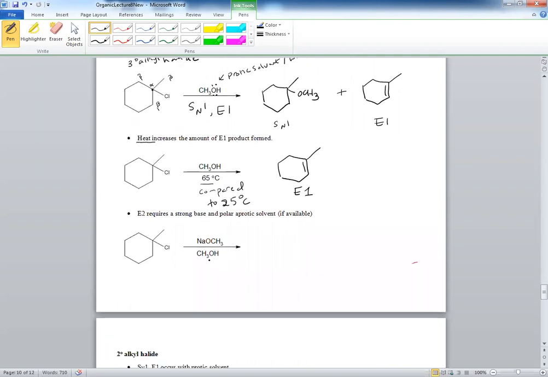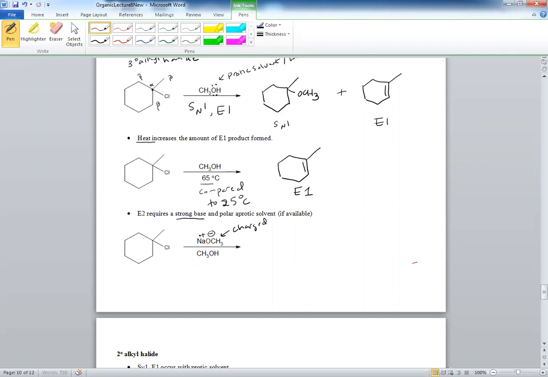Now, E2 takes place if you have a strong base. That's a charged base. And we know there's a charge here. This is Na plus and O minus. So that's a charged base. And of course, it's in its solution. Don't let this confuse you into thinking that this is a protic solvent. Again, this is the ion in its solution. But if it was just methanol, then that would be an SN1 E1.